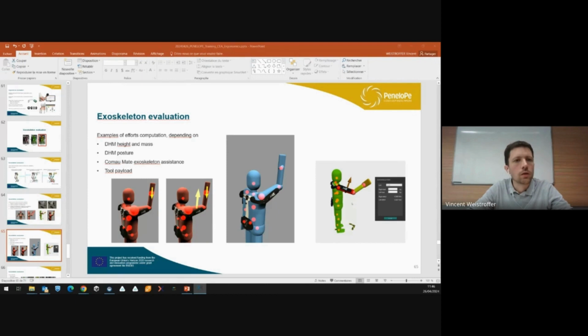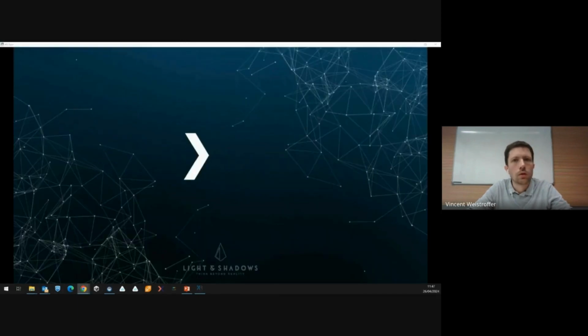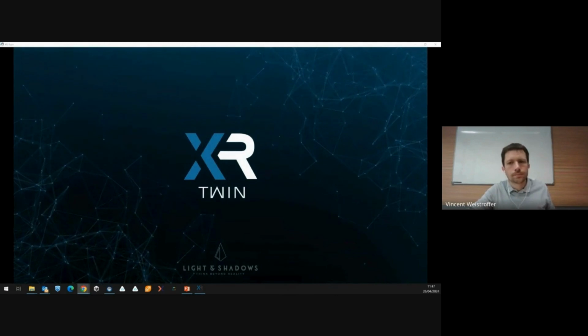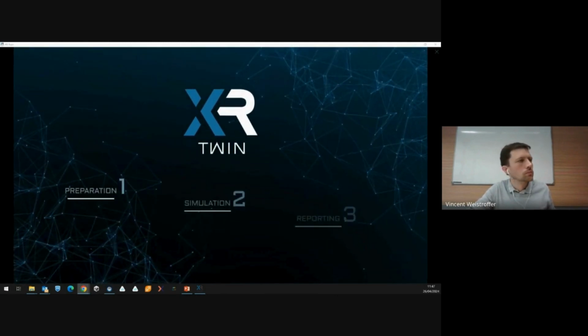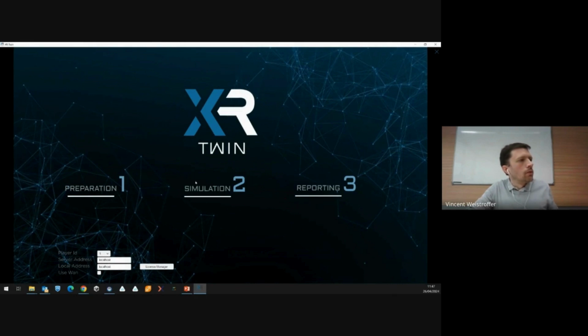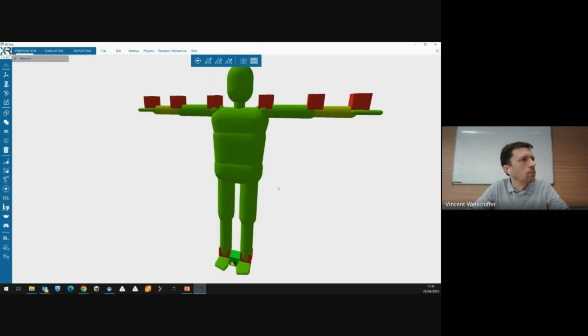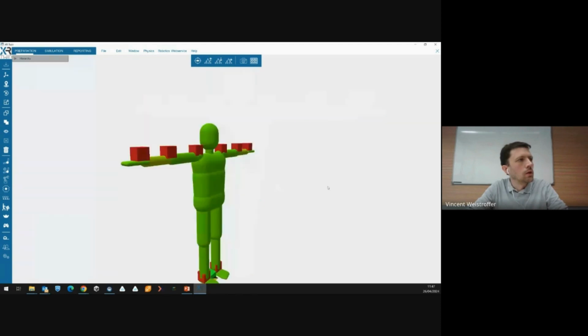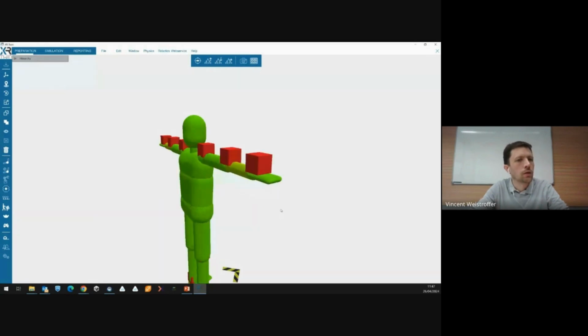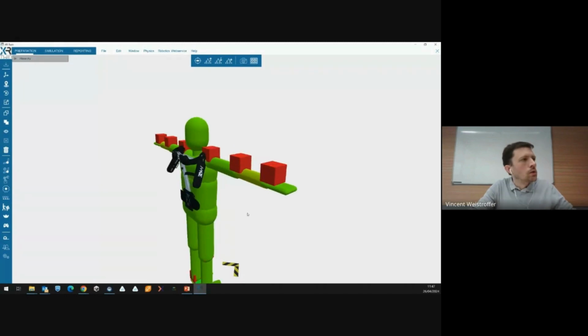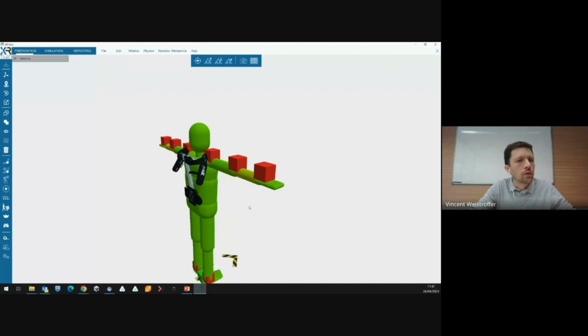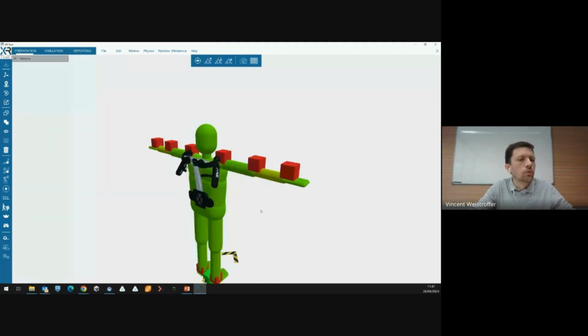I will open again my XREGO software. I will define my digital human model. Okay, let's have a basic height and mass again. I will add an exoskeleton here, I guess. Okay. Here I added an exoskeleton on my digital human model. So it's the mate exoskeleton, okay. I will go to simulation.